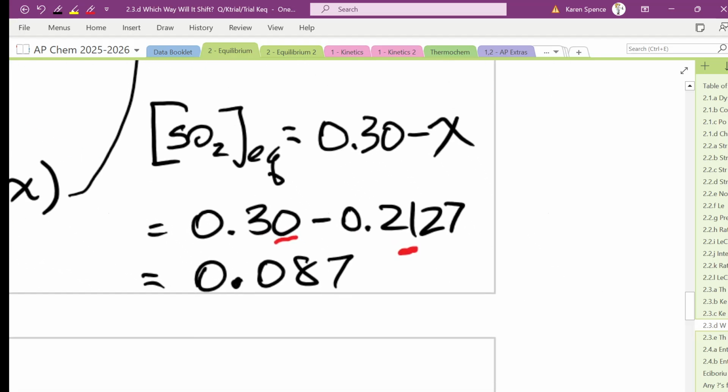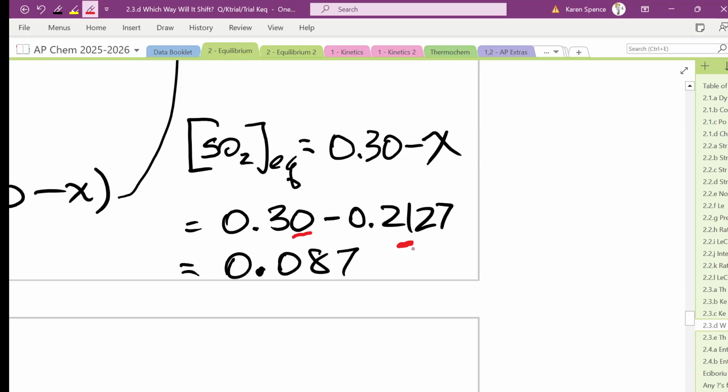So our uncertain digit is in the hundredths position, the second decimal place. So that's our uncertain digit. So this would then have to round to 0.09. And because it is a concentration, that would be molar. I'm really regretting having squashed this down at the end of the page so much, but that is our final answer, 0.09 molar.